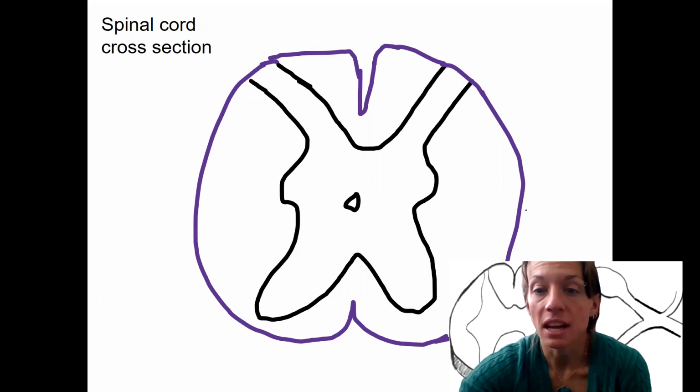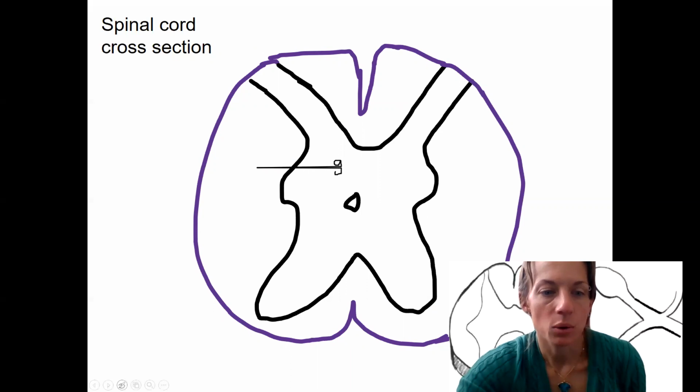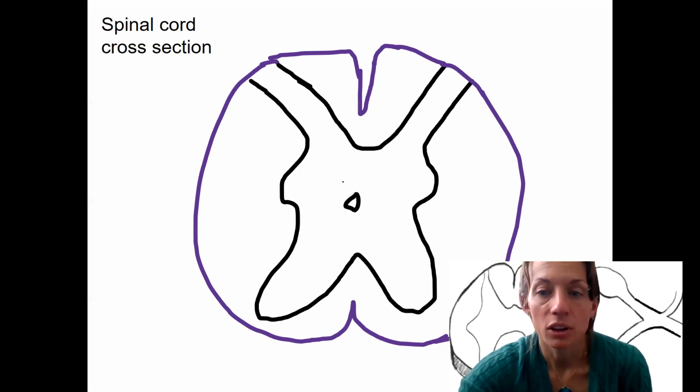The spinal cord contains two different types of matter, broadly speaking. This here is gray matter. If it's gray matter, what is it made up of? What does that mean? That means that it's made up of nuclei, cell bodies, gray matter.